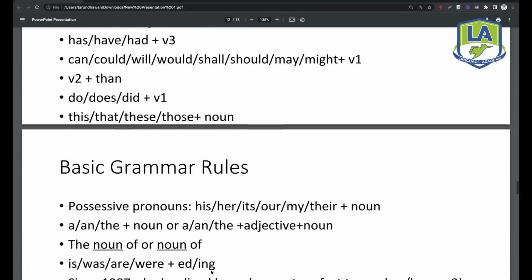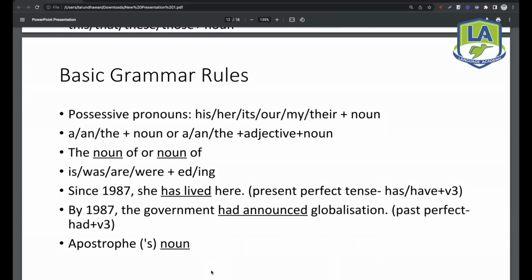Few more. If you have a blank after possessive pronouns, his, her, its, our, my, their, they always come with a noun. This is her dress. So after her, if we have a blank, it will be a noun. This is my dress. This is their house. So if you have a blank after these, you will look for a noun after them. This we have discussed. After a and the always comes a noun.